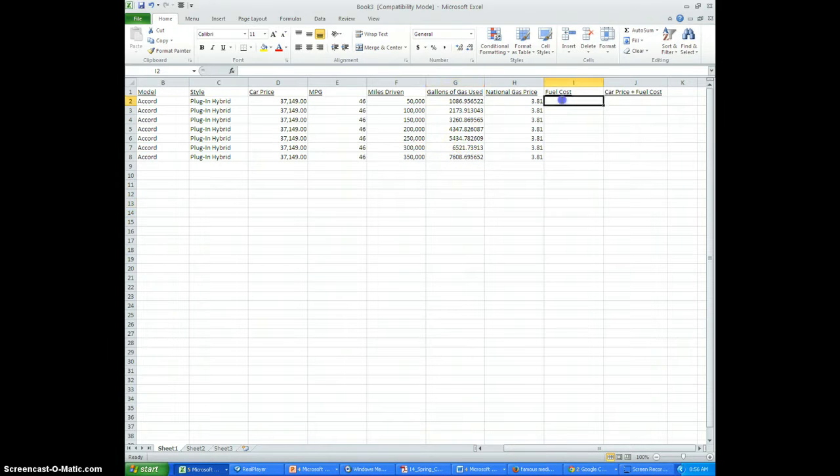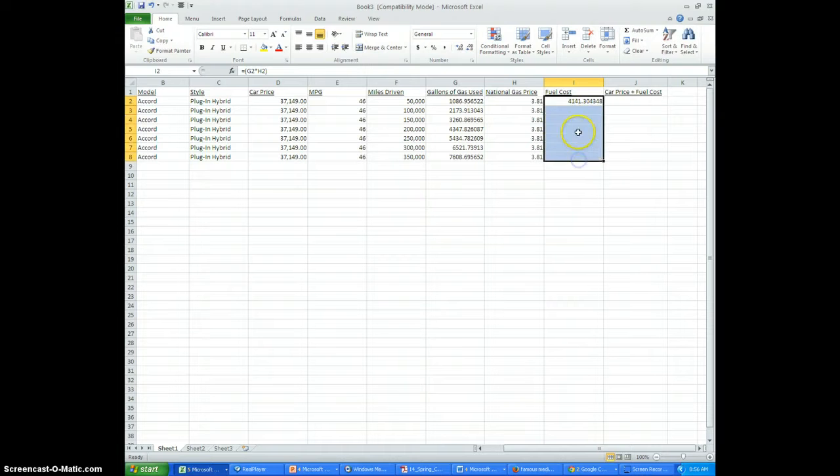Now, to find the fuel costs, right now the national fuel cost is $3.81 per gallon. So we're going to keep that variable the same, okay? We're going to go equal, parenthesis, okay? The gallons of gas used, you're going to go shift 8, the star key, times 3.81 and close it. And that'll give you, that's going to cost you, and this is going to be fuel cost.